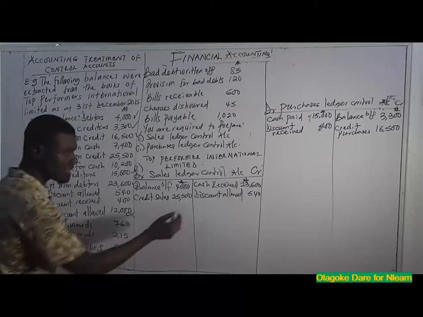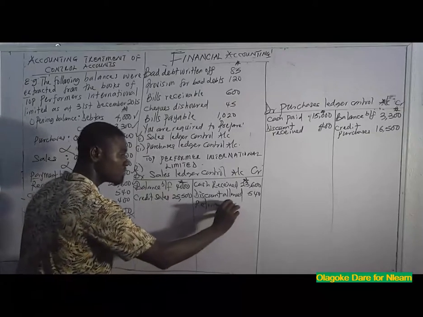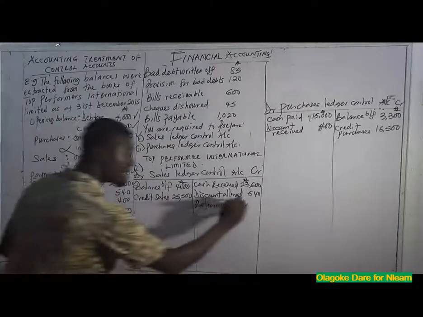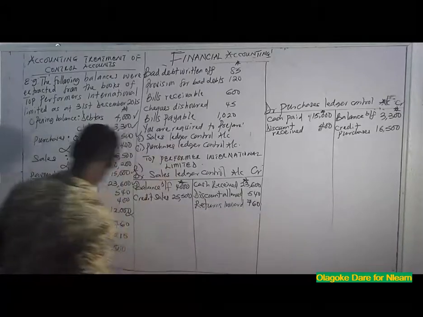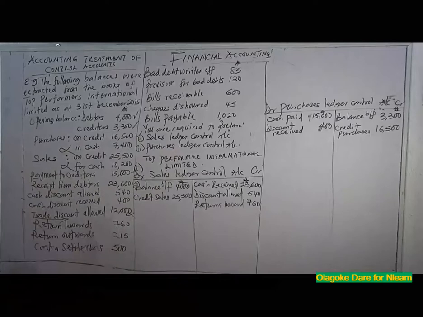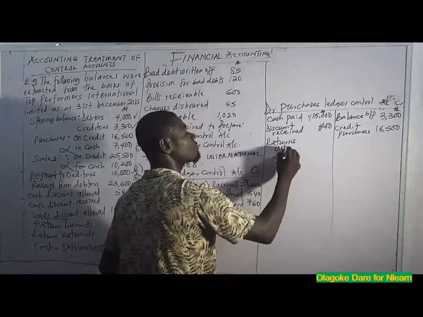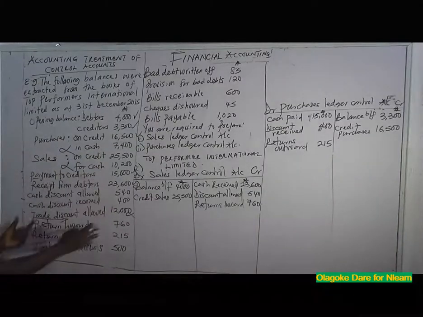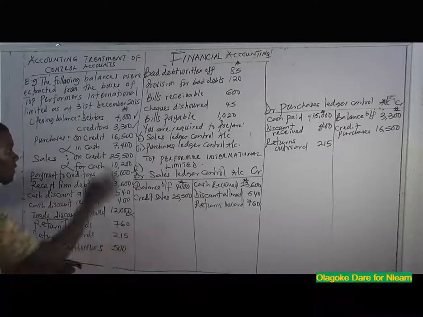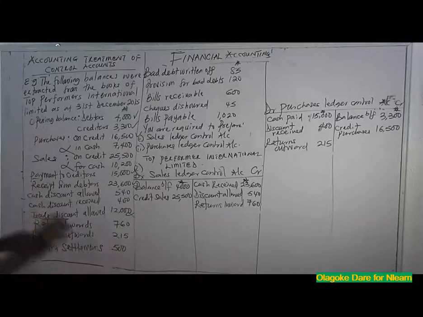Returns inward reduces debts of customers. So we have our returns inward. The value of our returns inward is 760. Returns outward is 215. It will be here for our creditors, returns outward 215. Whenever you are solving questions on contra accounts, open the two accounts. Don't finish one before the other. As you are picking the transaction, post it so you do not make mistakes and do not record the particular transaction twice.